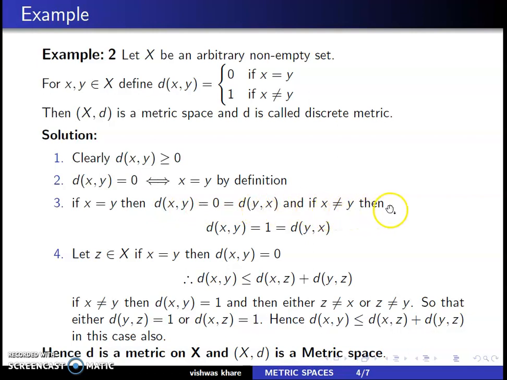Now if x is not equal to y, then d(x,y) and d(y,x) both have value 1. So in this case also d(x,y) equals d(y,x). Now for the fourth one, let z belong to X.